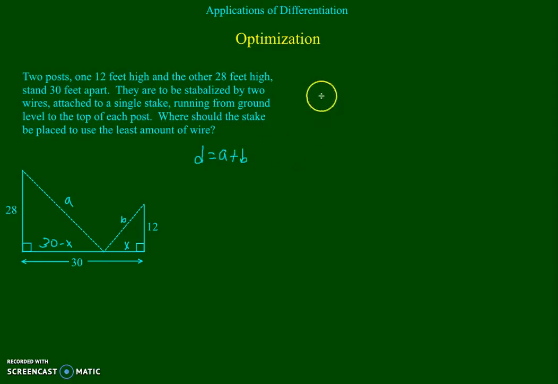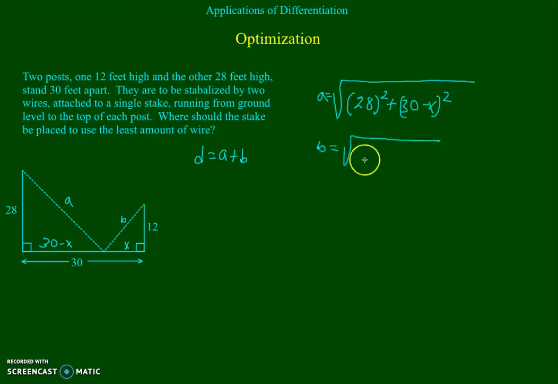So let's start our work by trying to find an expression for a. So this is going to be the square root of 28 squared plus 30 minus x squared. And b is going to be the square root of x squared plus 12 squared. So now let's go ahead and set an expression for d. And we're going to expand this binomial here.